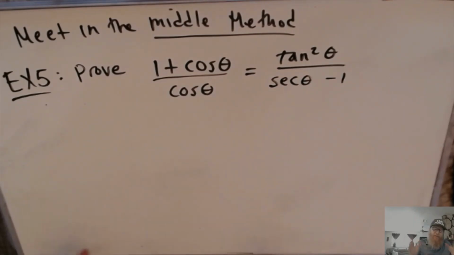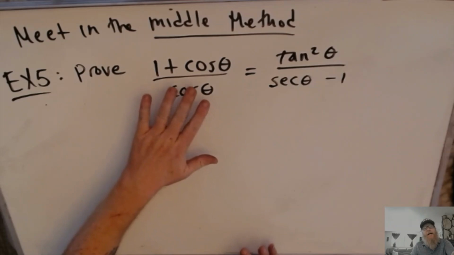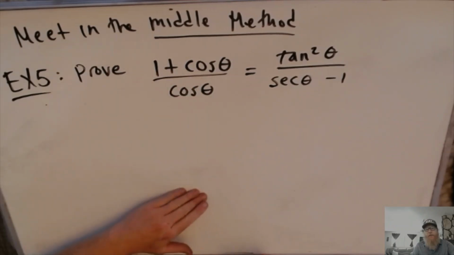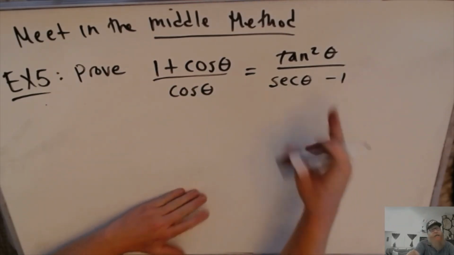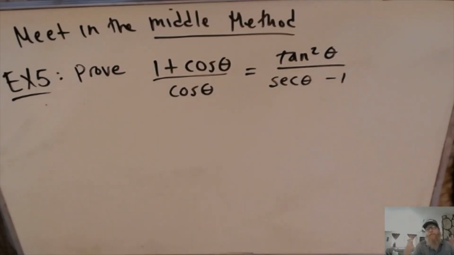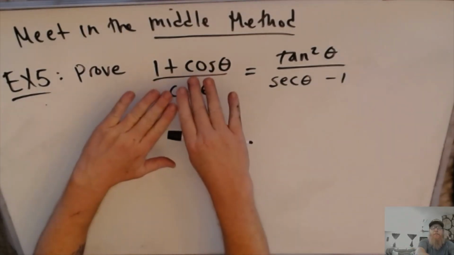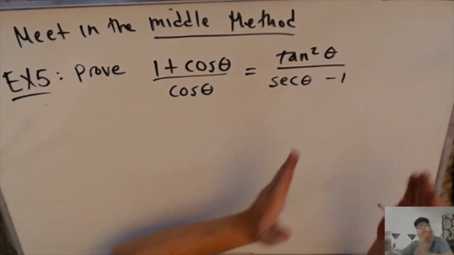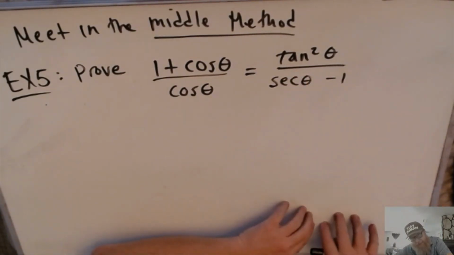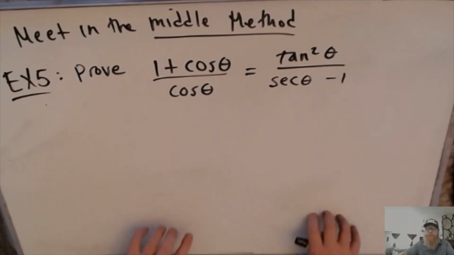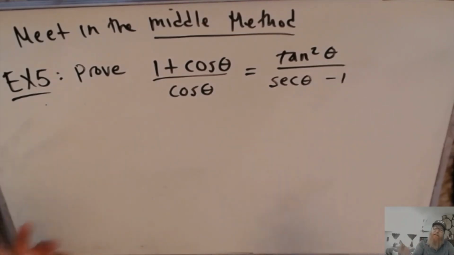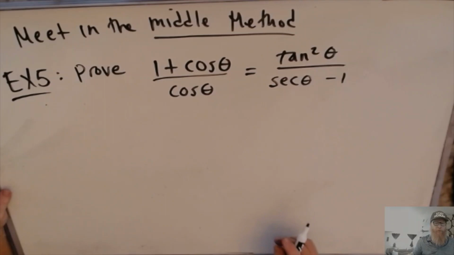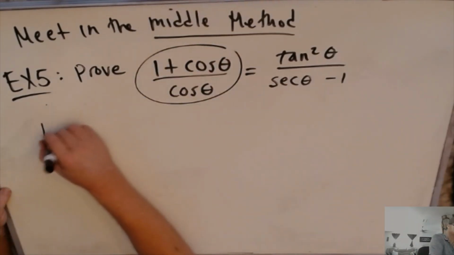In this example, when you start on one side, you'll start playing around with it, and you'll get to a point that doesn't look anything like the right-hand side, and you might give up. If that happens, you can meet in the middle. That means you work the left-hand side to a particular point, then you stop. Then you move over and work the right-hand side to a particular point, and then you stop. If those two sides are equal to each other, that is sufficient to prove your case. So let's go ahead and work out the left-hand side.